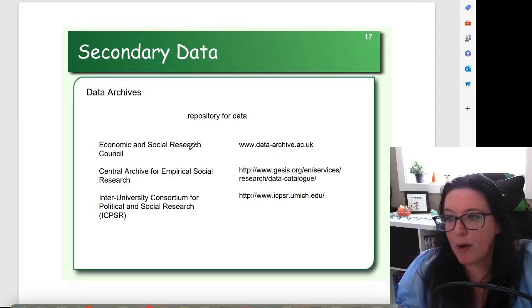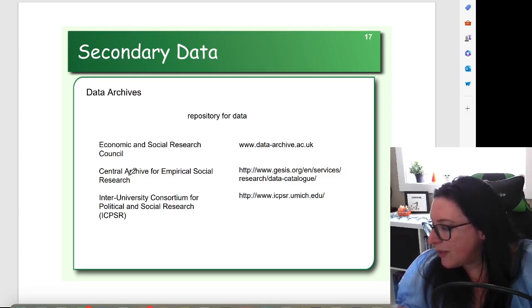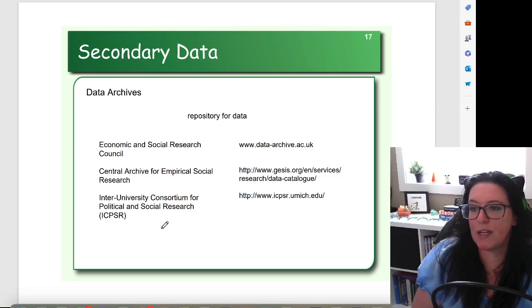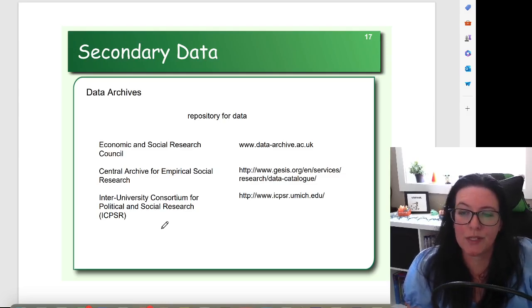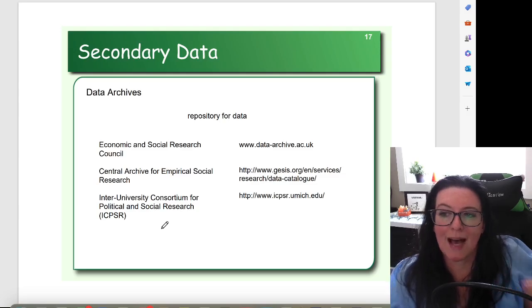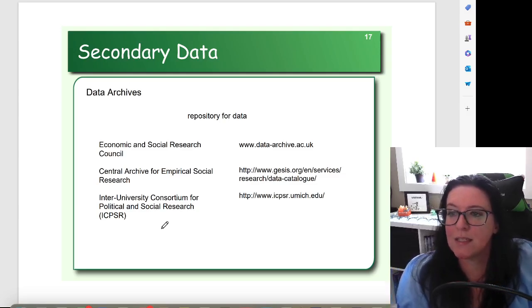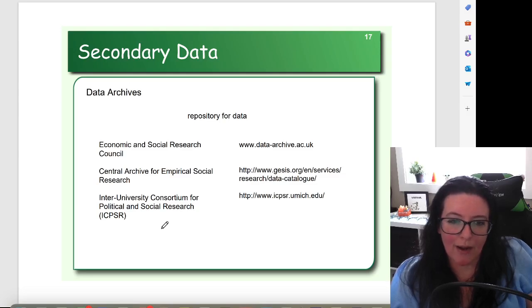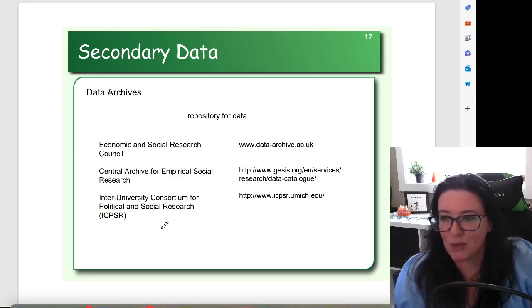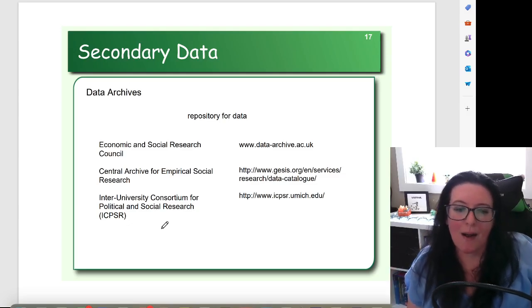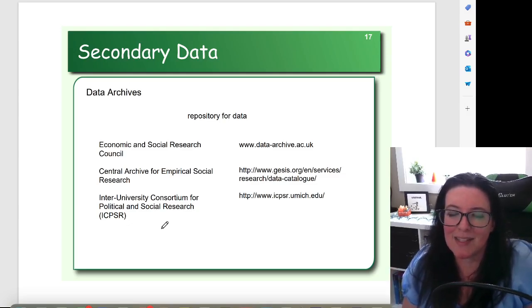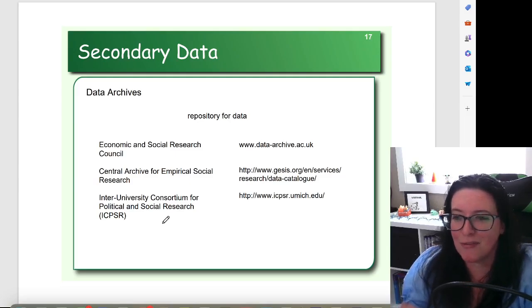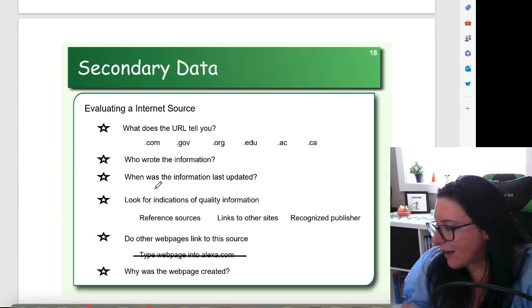You can also find repositories of data. The Economic and Social Research Council in the UK collects information, as do the Central Archive for Empirical Social Research and the Inter-University Consortium for Political and Social Research. These will give you more data related to the social sciences, depending on your area of interest. So there's a lot of data out there, and if you're using data that someone else collected, or that you collected for a different purpose, we have secondary data.